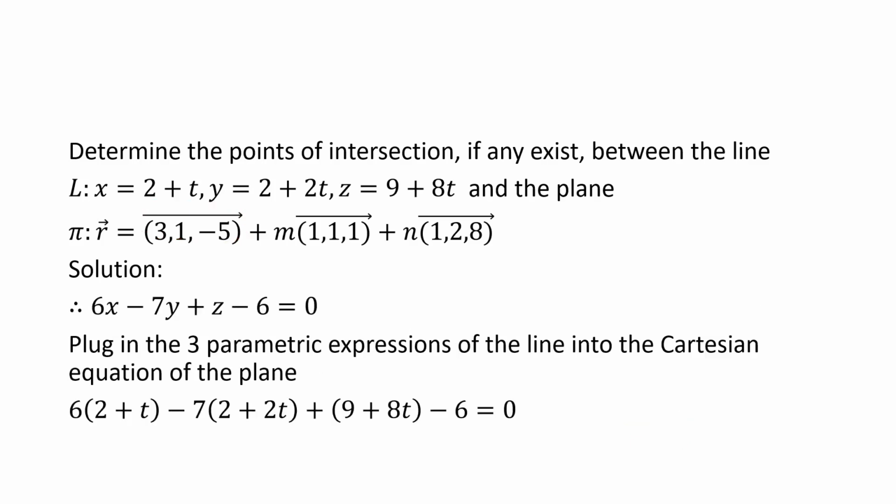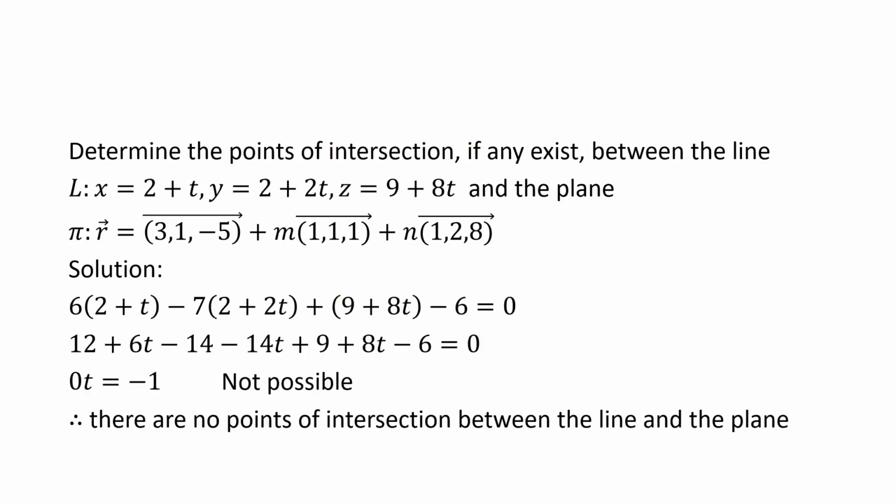So what that tells us is that the equation of the plane in Cartesian equation form is 6x minus 7y plus z minus 6 equals 0. Now, let's take these parametric expressions and plug them into the Cartesian equation of the plane. And when we do that, we're going to get this equation here. We're going to use a little grade 9 math. We'll be distributing into the bracket and collecting like terms and solving for t.